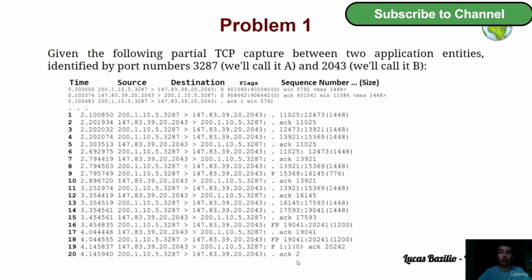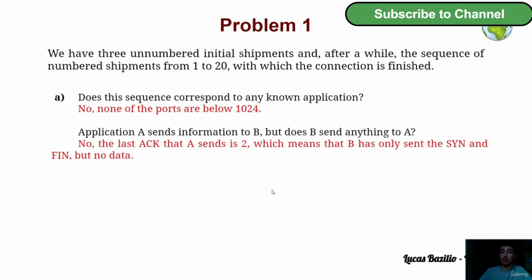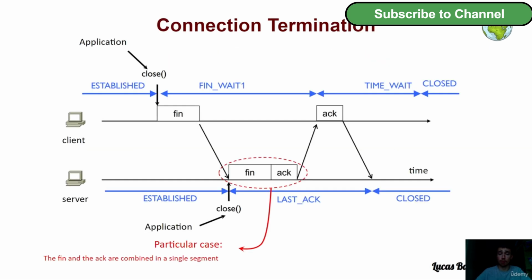And now we are going to reason why. Keep in mind that if the last acknowledgement that the application A sends to the application B has the confirmation number 2, this means that B has only sent the synchronization and the finalization to the application A, but no data at all. Remember that this synchronization and finalization that B sends to A is precisely the second step of the three-way handshaking process of the connection termination. Remember, we have the three-way handshaking process for a connection establishment, and then we have also a three-way handshaking process for the TCP connection termination.